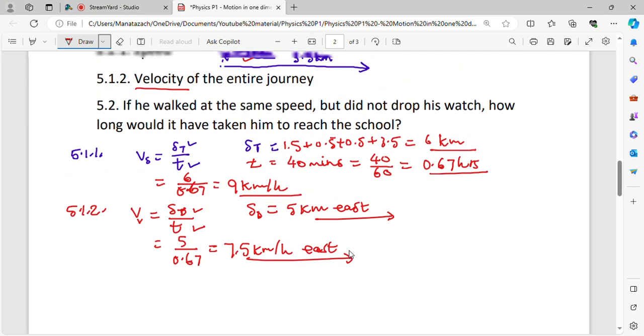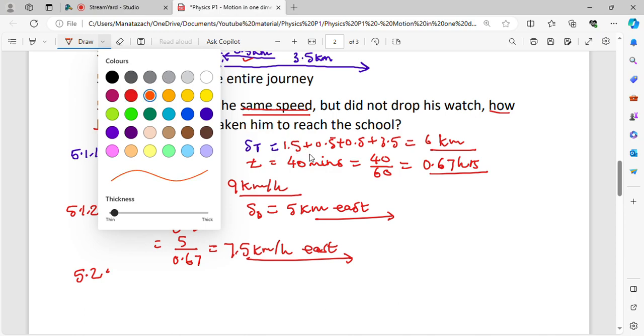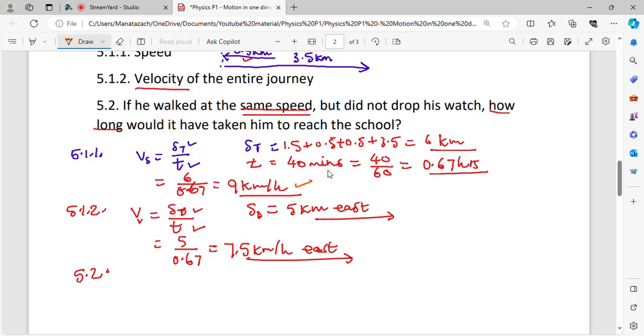Now let's go to 5.2. If he walked at the same speed but did not drop his watch, how long would it have taken him to reach the school? Okay, now the language is very important. They say here same speed, not same velocity, but same speed. We've already worked out the speed. Remember, it's 9 kilometers per hour. Let's just choose a different color for that. This is the speed. Now, let's write the value of the speed.